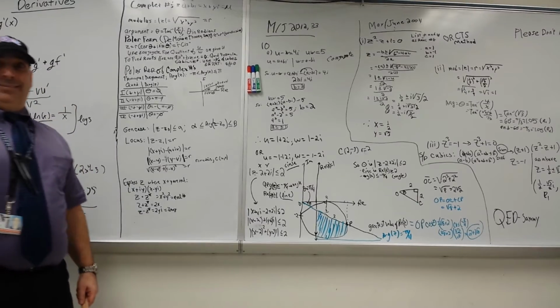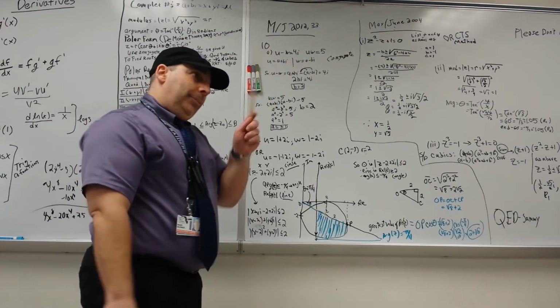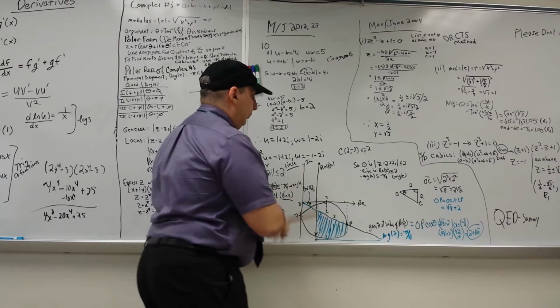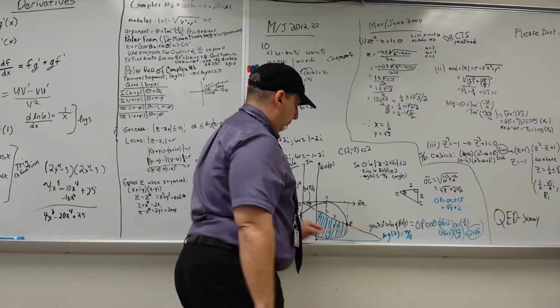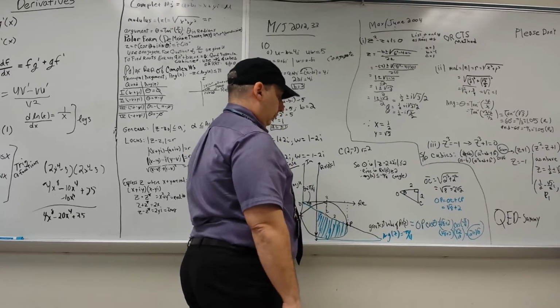Okay, so it's basically the question's asking you to find the maximum value of the real part of that z line right there, at that particular angle.